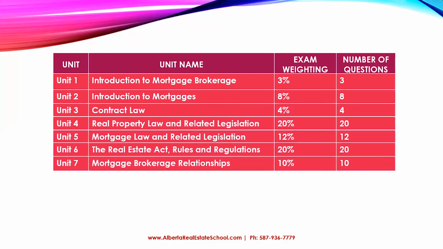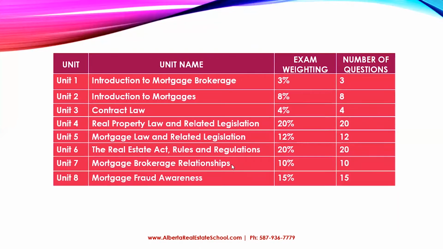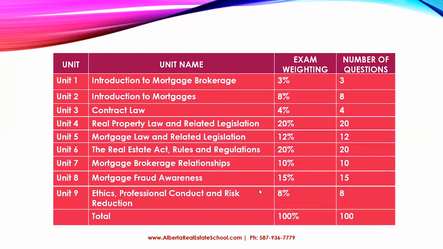Unit 7, mortgage brokerage relationships, 10%. So 10 questions on the different types of relationships and the disclosures we need to do. Unit 8 is around mortgage fraud awareness. So in this case, it's an important unit again, worth 15% of the mark. So 15 questions from this one. Unit 9 is ethics. This one is worth 8%. So 8 questions from this. So all in all, we have 100 questions.